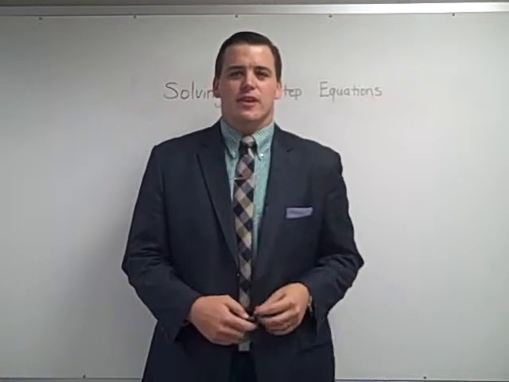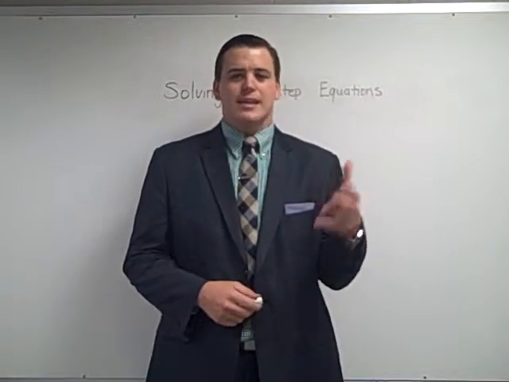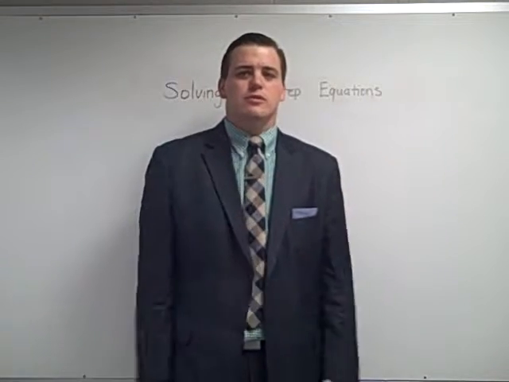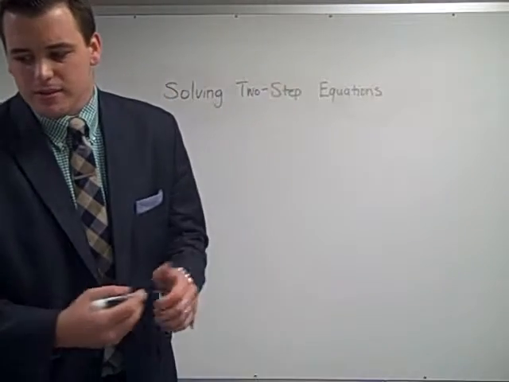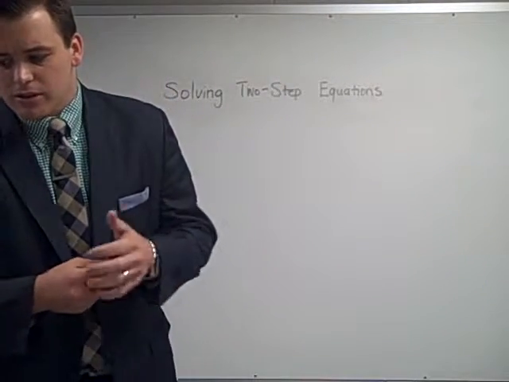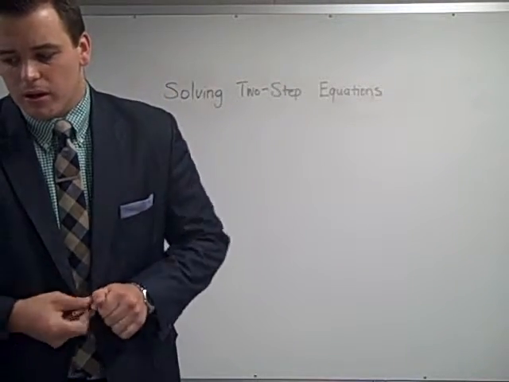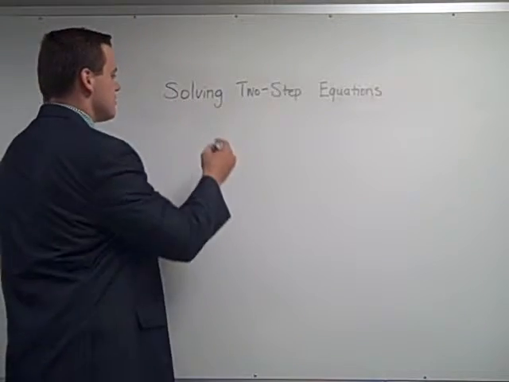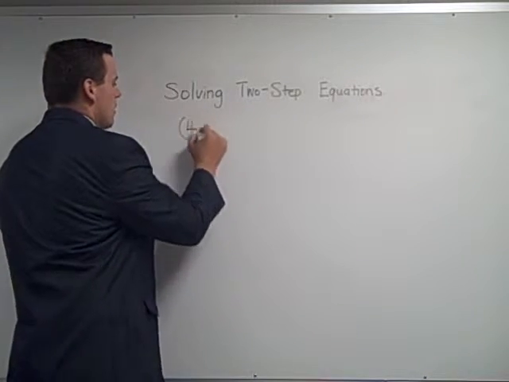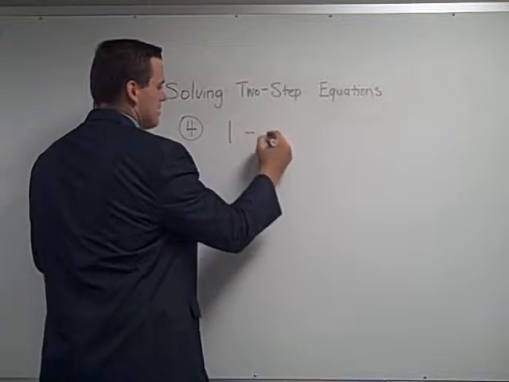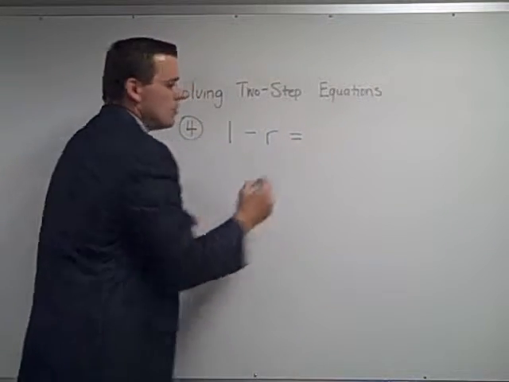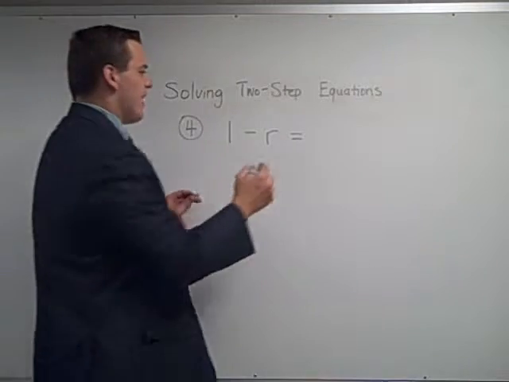So this is a follow-up video on today's lesson, which is 2.1, solving two-step equations. I'm going to start off with just a very simple example, and it's actually one from the homework assignment today. It's number 4, and the problem is 1 minus r is equal to -5.